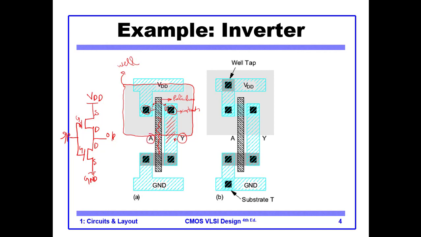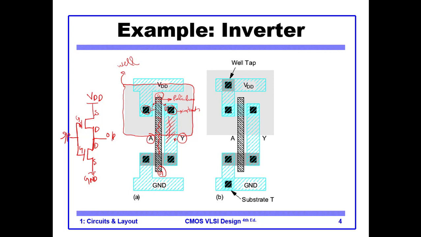Why is this the input? Because this is the gate of the PMOS, and this strip is the gate of the NMOS. This gate and this gate are connected by the polysilicon. So this is this line, the line at the input. This is our A, and our output is this one.